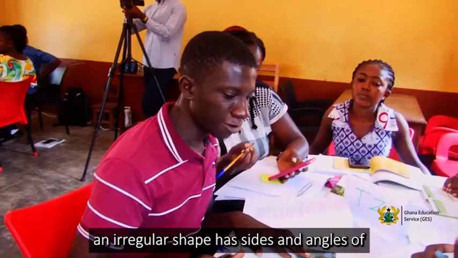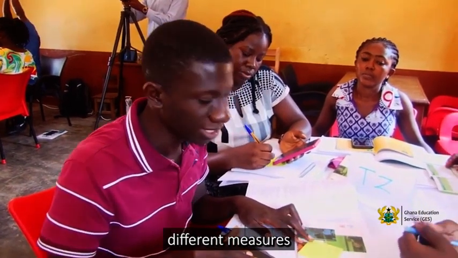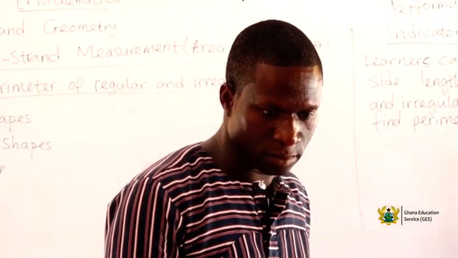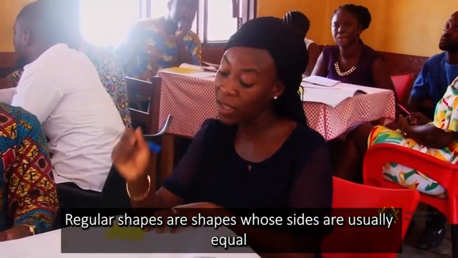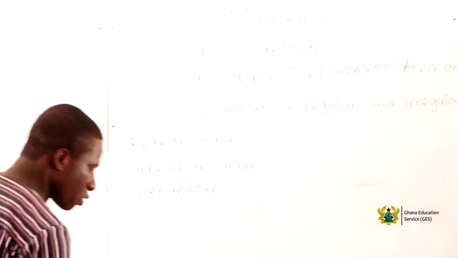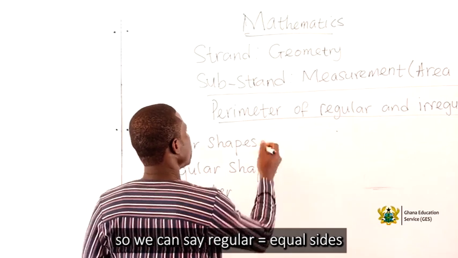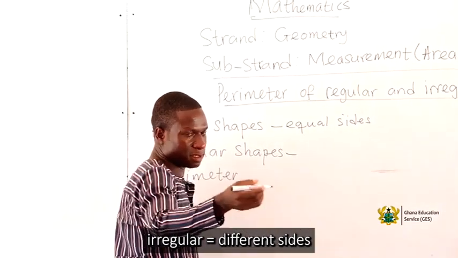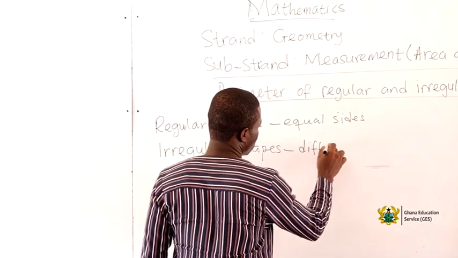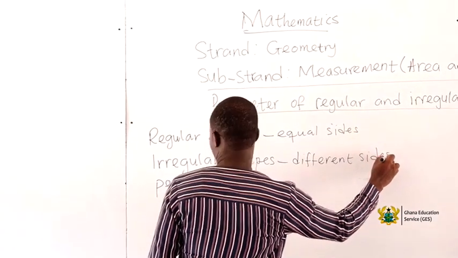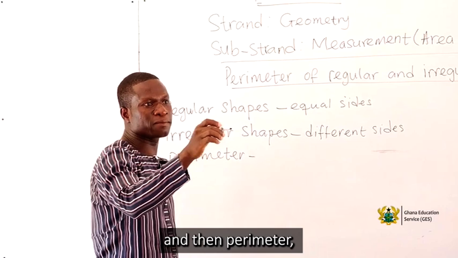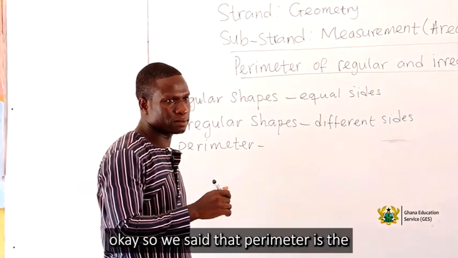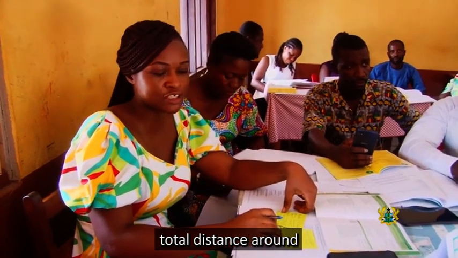Okay, so TZ, give us the meaning of irregular shapes. An irregular shape has sides and angles of different measures. Okay. And then Otto: irregular shapes are shapes whose sides are usually equal. Whose sides are usually equal? So we can say regular: equal sides. Irregular: different sizes. And then perimeter, please come up with the definition again so that we note it. We said that perimeter is the total distance around the edge of a shape.